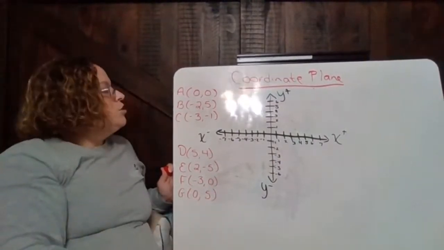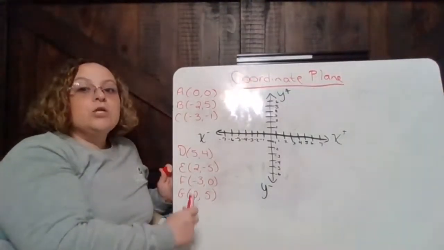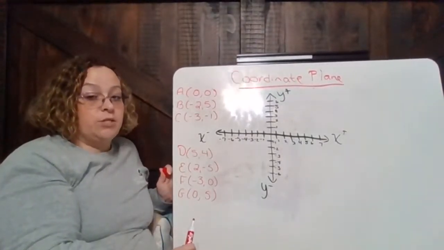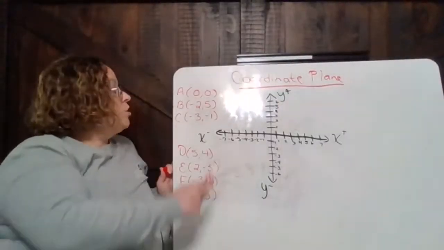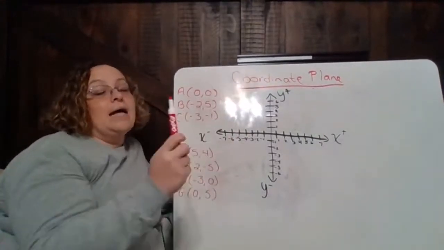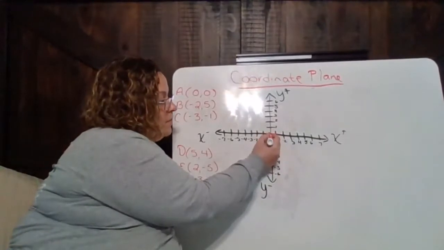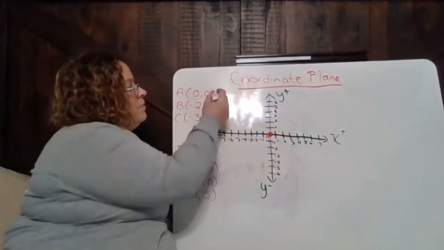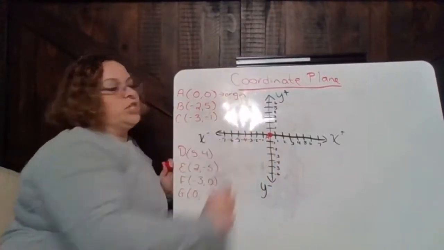All right. So point A, B, C, D, E, F, and G. We are going to plot all of these. We're going to talk about them as we do them, and we're going to label them so you know which point is which. So the first thing we're going to do is A, which is at 0, 0. I told you a minute ago, 0, 0 is right here. This is 0, 0. Now remember, this is also called the origin.